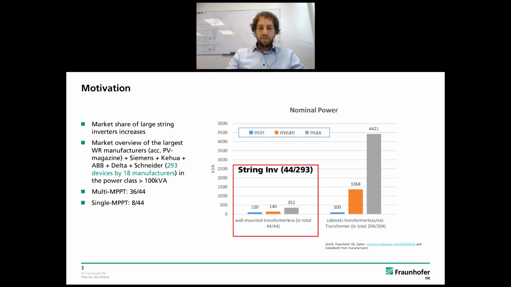Out of these 44 inverters, 36 provide the user with multi-MPPT inputs, whereas only 8 have a single MPPT input. An additional remark here is that the Kaco devices were not included. With the Kaco devices, the numbers would change a bit, because the Kaco devices do provide a single MPPT in that case.